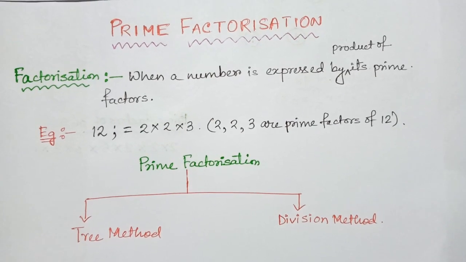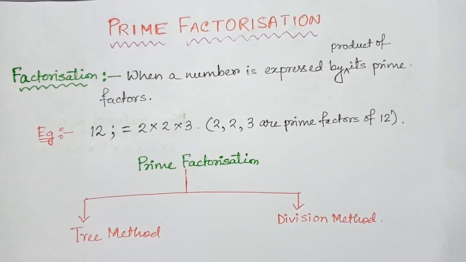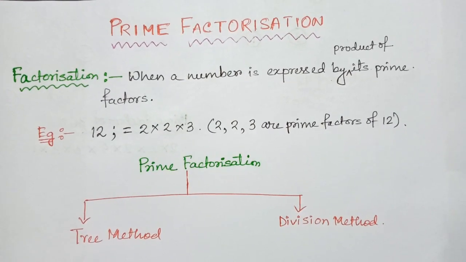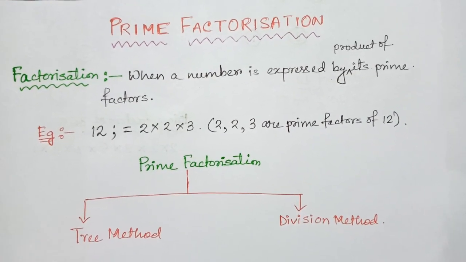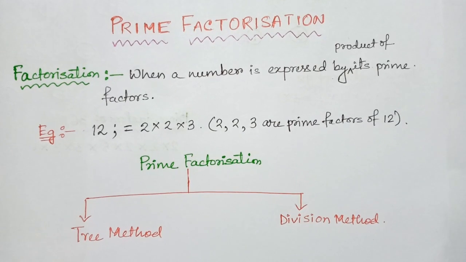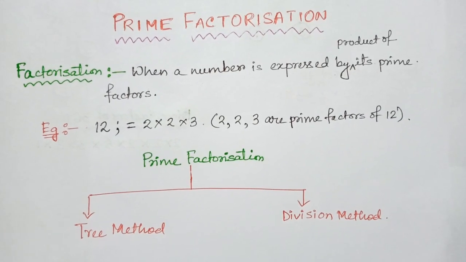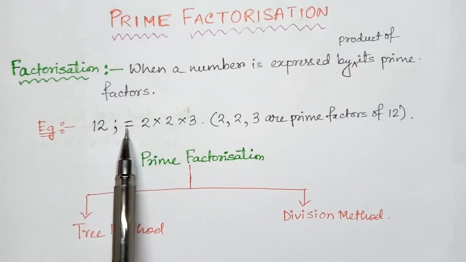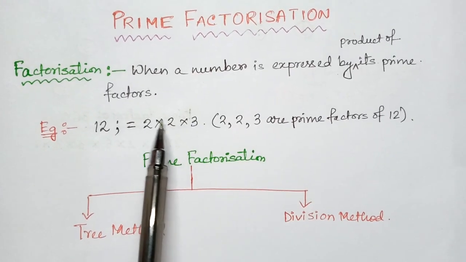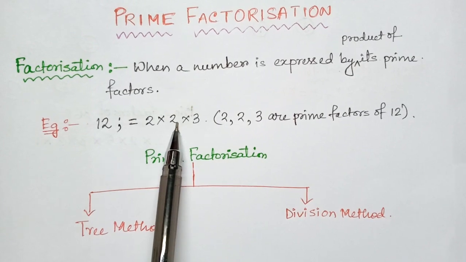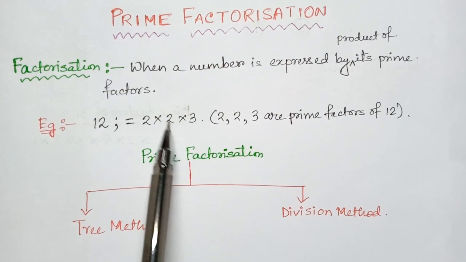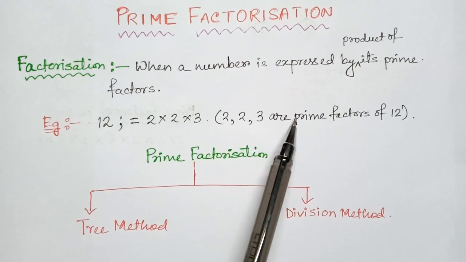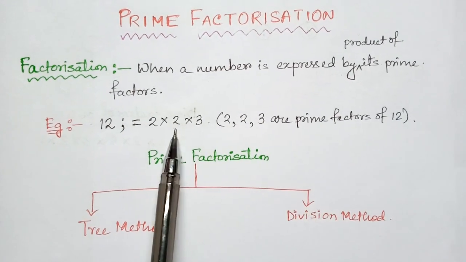So at first we have to know what is factorization. When a number is expressed as a product of all its prime factors, it's known as the prime factorization of that particular number. For example, here 12 is written as 2 into 2 into 3. That is, 2 2s are 4, 4 3s are 12. Now these 2, 2, 3 are the prime factors of 12.